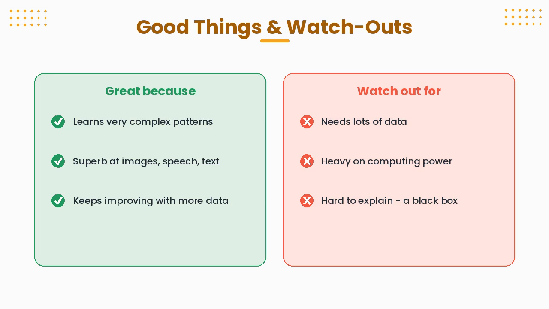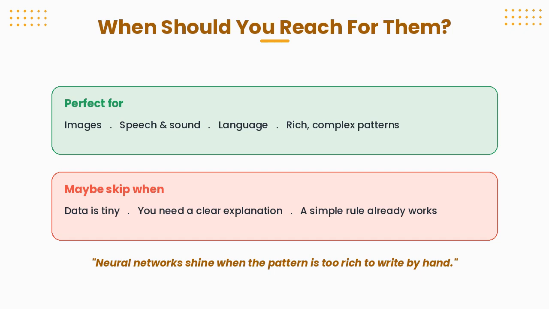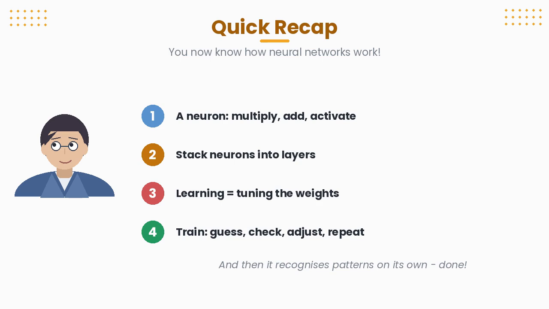There are trade-offs. Neural networks are brilliant at complex patterns, superb with images, speech, and text, and they improve as you feed them more data. But watch out, they need lots of data, plenty of computing power, and they're hard to explain, a real black box. When should you reach for one? They're perfect for images, sound, language, and rich, messy patterns. Skip them when your data is tiny, when you need a clear explanation, or when a simple rule already works.